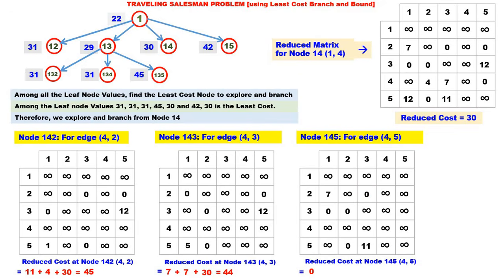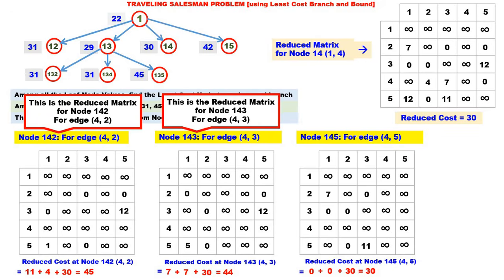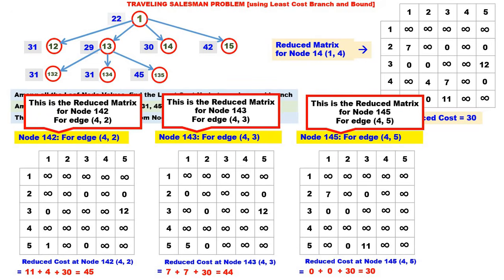So what is the reduced cost here? Not the minimum cost, it is the reduced cost. For node 145, it is 0. Now we should consider the cost of 4 to 5, not 1 to 4, 4 to 5 in the reduced matrix of node 1, 4. What is the cost of 4 to 5? 0. Plus the reduced cost for the reduced matrix for node 1, 4, it is 30. Yes. So we get 30. So this is the reduced matrix for node 142, 143, 145.